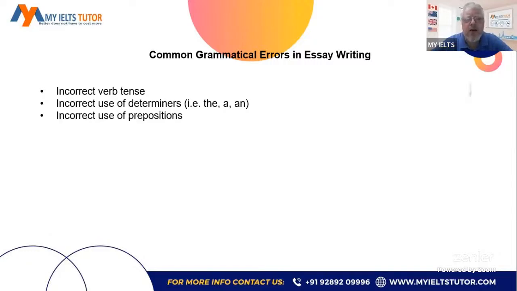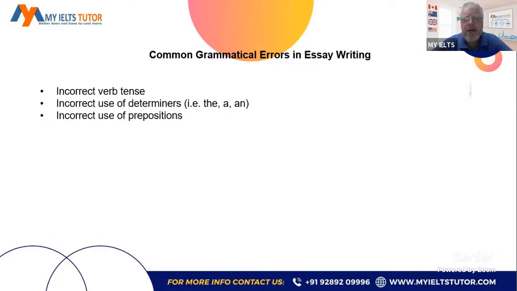Now, incorrect use of prepositions. And prepositions are short words such as to, of, on, at, in. Those are examples of prepositions, and these link words to other words, usually actions to a noun. You have different prepositions for different purposes, such as prepositions of time, prepositions of place. These are commonly misused a lot.